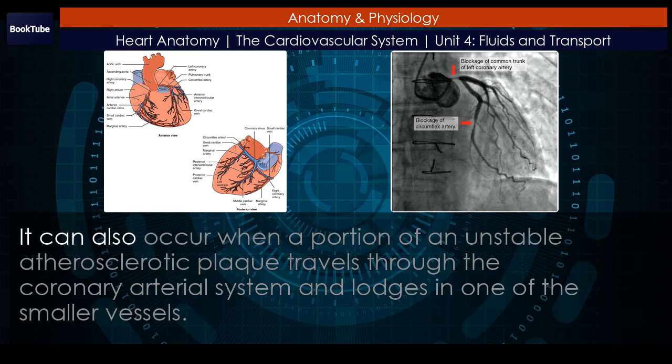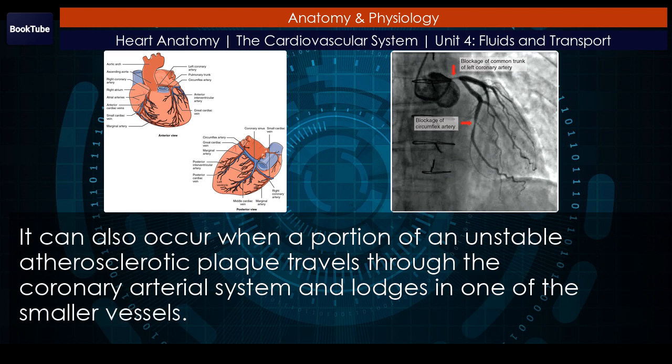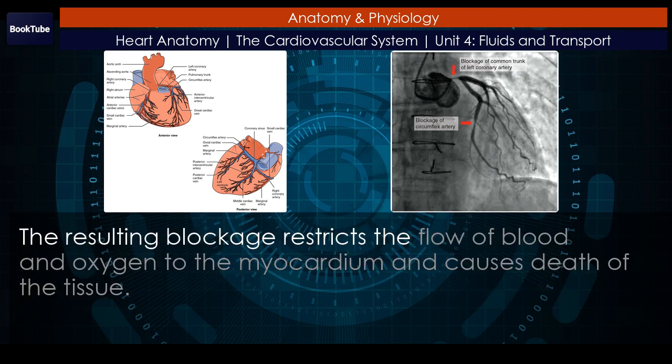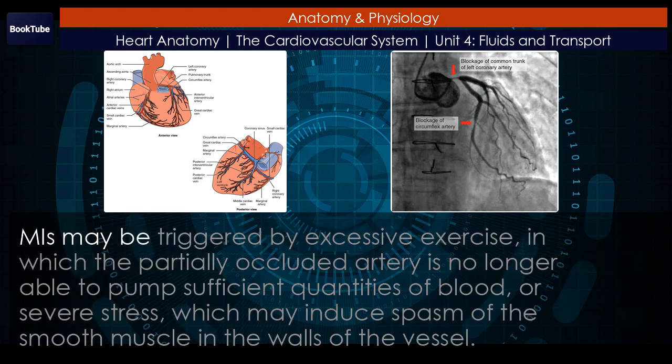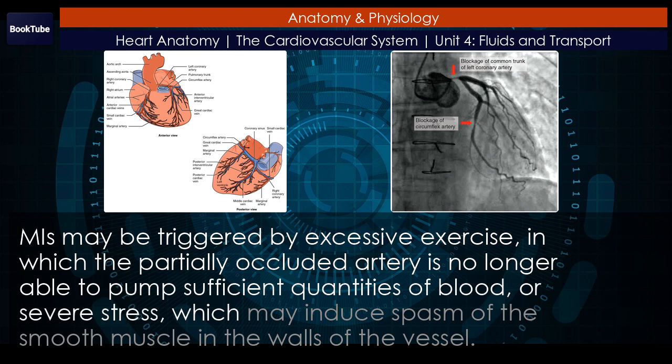It can also occur when a portion of an unstable atherosclerotic plaque travels through the coronary arterial system and lodges in one of the smaller vessels. The resulting blockage restricts the flow of blood and oxygen to the myocardium and causes death of the tissue. MIs may be triggered by excessive exercise, in which the partially occluded artery is no longer able to pump sufficient quantities of blood, or severe stress, which may induce spasm of the smooth muscle in the walls of the vessel.